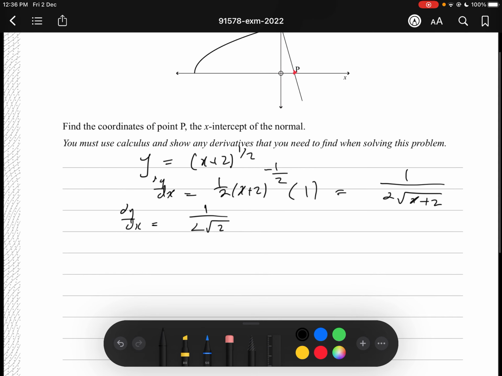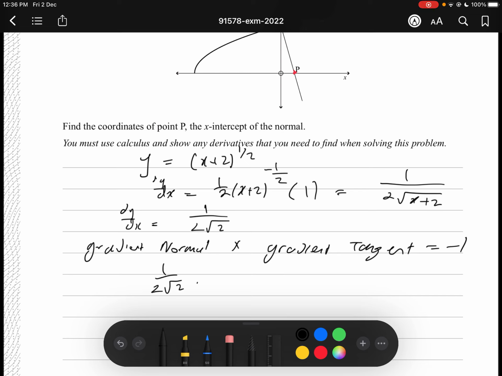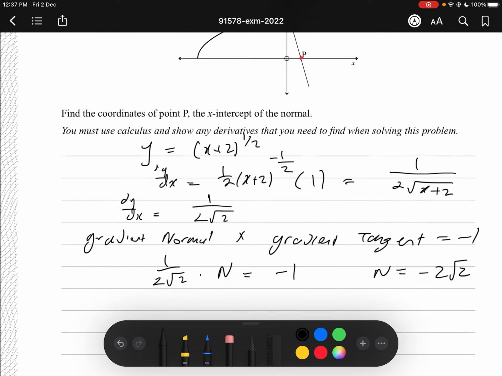We know that the gradient of the normal multiplied by the gradient of the tangent is equal to -1. So therefore we have 1 over 2 root 2 multiplied by the gradient of the normal. So we just call that n. That is equal to -1. So therefore n is equal to -2 root 2.